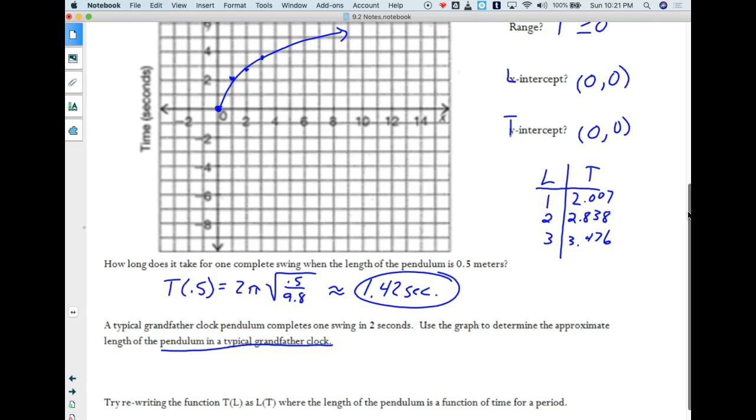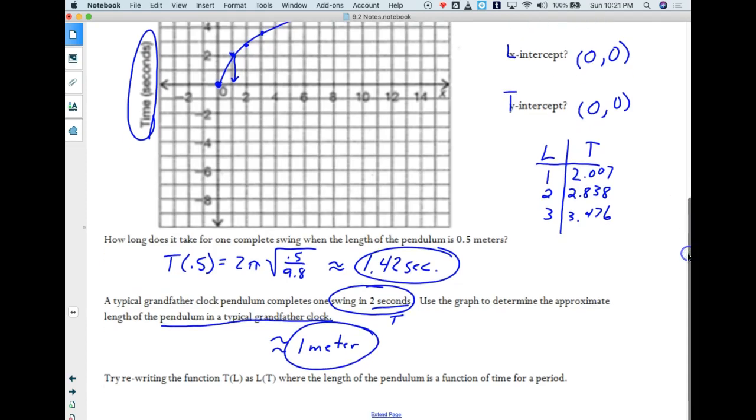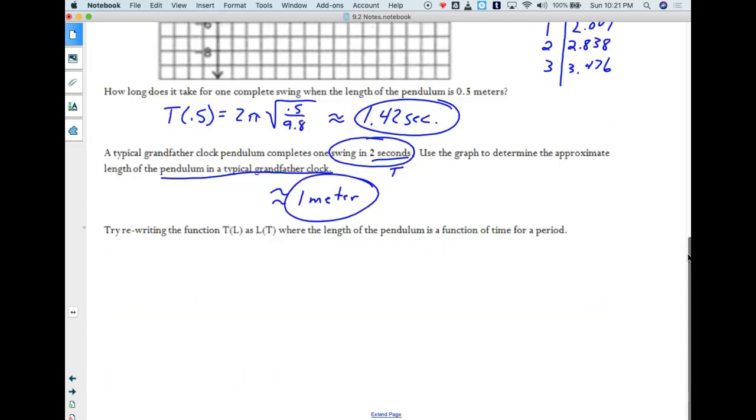It completes one swing in 2 seconds, so that's time. I'm going to come to my time axis, across to where 2 is, and cross-reference that down. It looks like that's roughly about 1 meter, and that's about how long the pendulum is on a grandfather clock. It's just an application problem of doing what we did there.